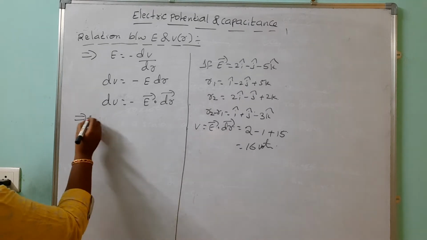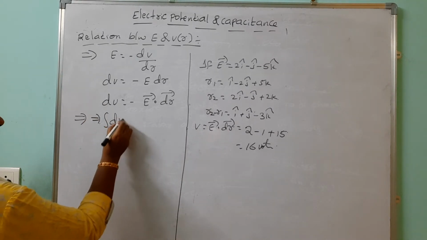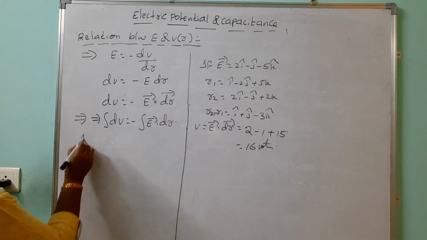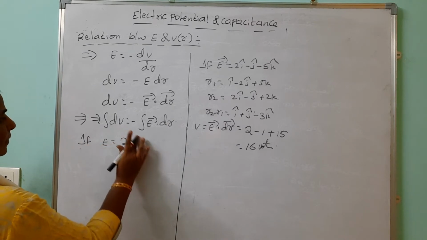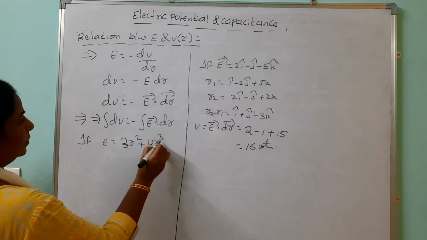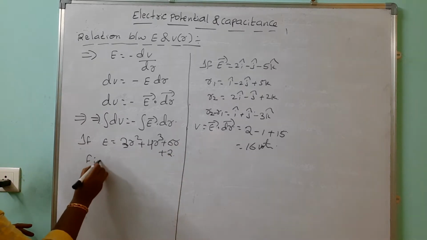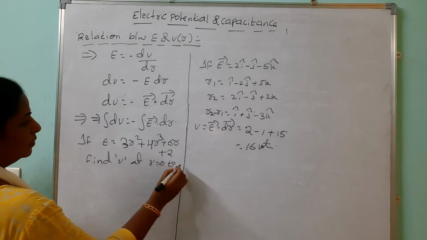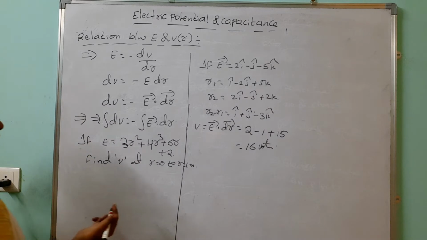Look here. We take integration on both sides: minus E bar dot dr bar. So if E equals 3R square plus 4R cube plus 6R plus 2, find V from R equals 0 to R equals 1 meter. So what we have to do? Just the integration.